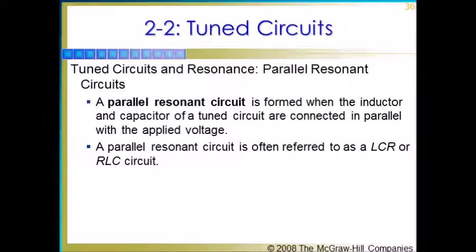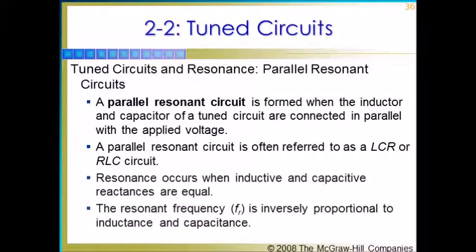Next up is the parallel resonance circuits. It is formed when the inductor and capacitor of a tuned circuit are connected in parallel with the applied voltage. It is often referred to as an LCR or RLC circuit, which is somewhat similar to the series resonance circuit. Resonance occurs when the reactance of an inductor balances the reactance of a capacitor at some given frequency.